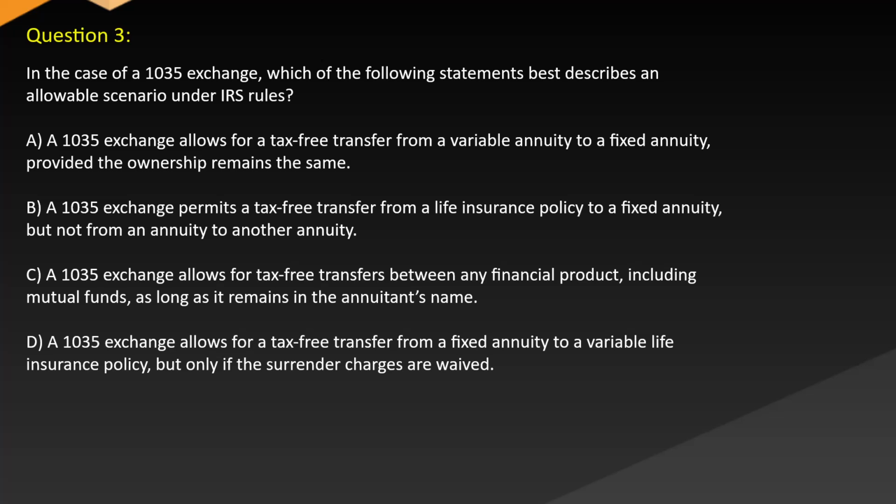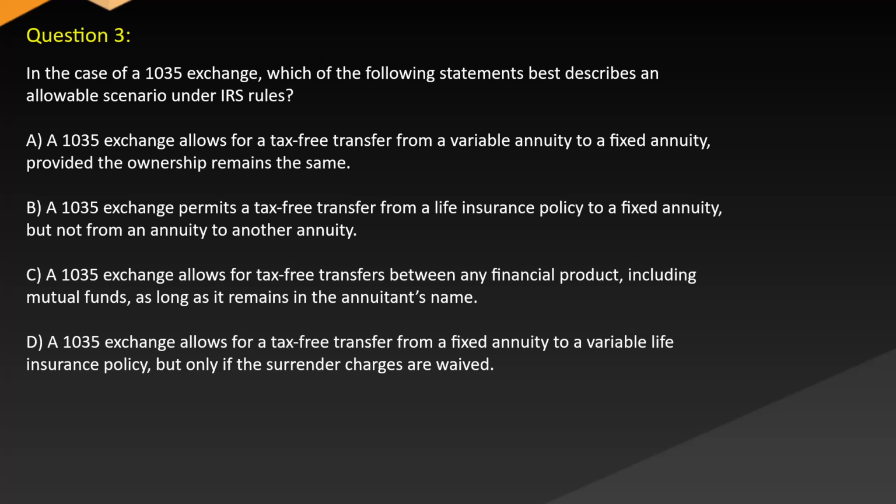Question 3. In the case of a 1035 exchange, which of the following statements best describes an allowable scenario under IRS rules? A. A 1035 exchange allows for a tax-free transfer from a variable annuity to a fixed annuity, provided the ownership remains the same. B. A 1035 exchange permits a tax-free transfer from a life insurance policy to a fixed annuity, but not from an annuity to another annuity.